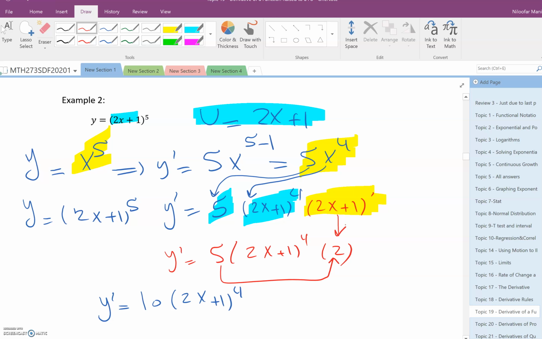Okay, this is the entire lesson for topic 19. From now I'm just going to do examples for topics 19, 20 and 21, which are all related to this topic. So just stay with me.